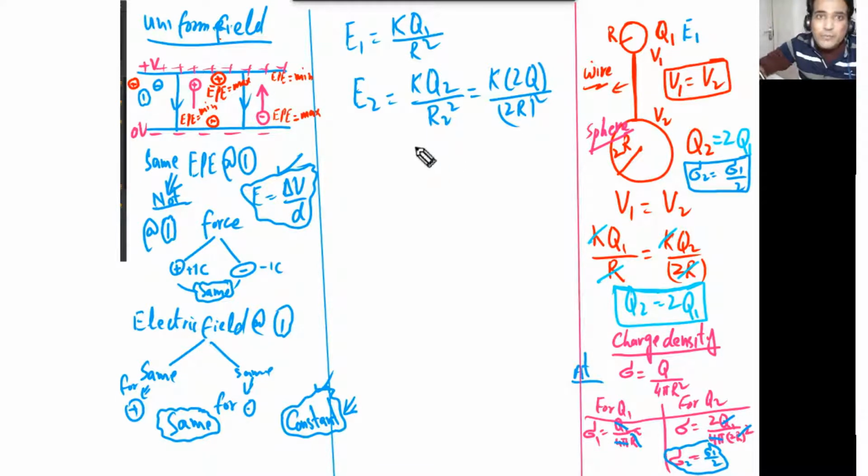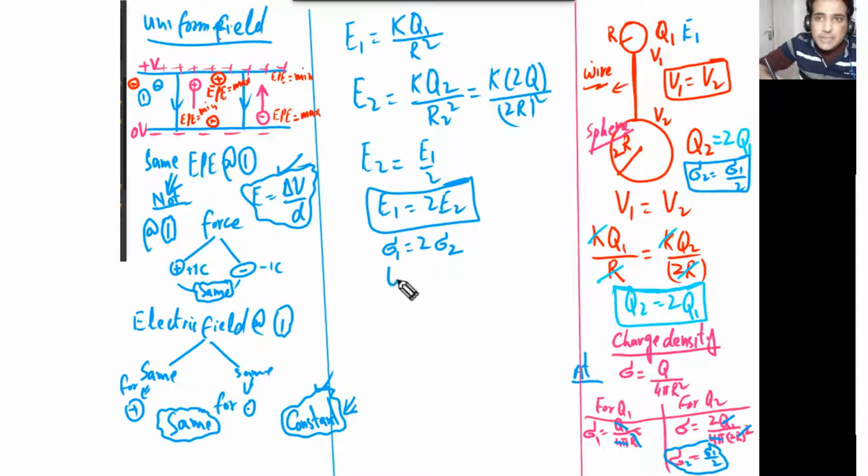So E2 will be equal to E1 by 2. It means E1 is double E2. So the electric field is 2 times stronger than E2. And the charge density of sphere 1 is 2 times the charge density of sphere 2. And here this is a summary actually. The Q2 is equal to 2 times Q1. So these two things are the same.